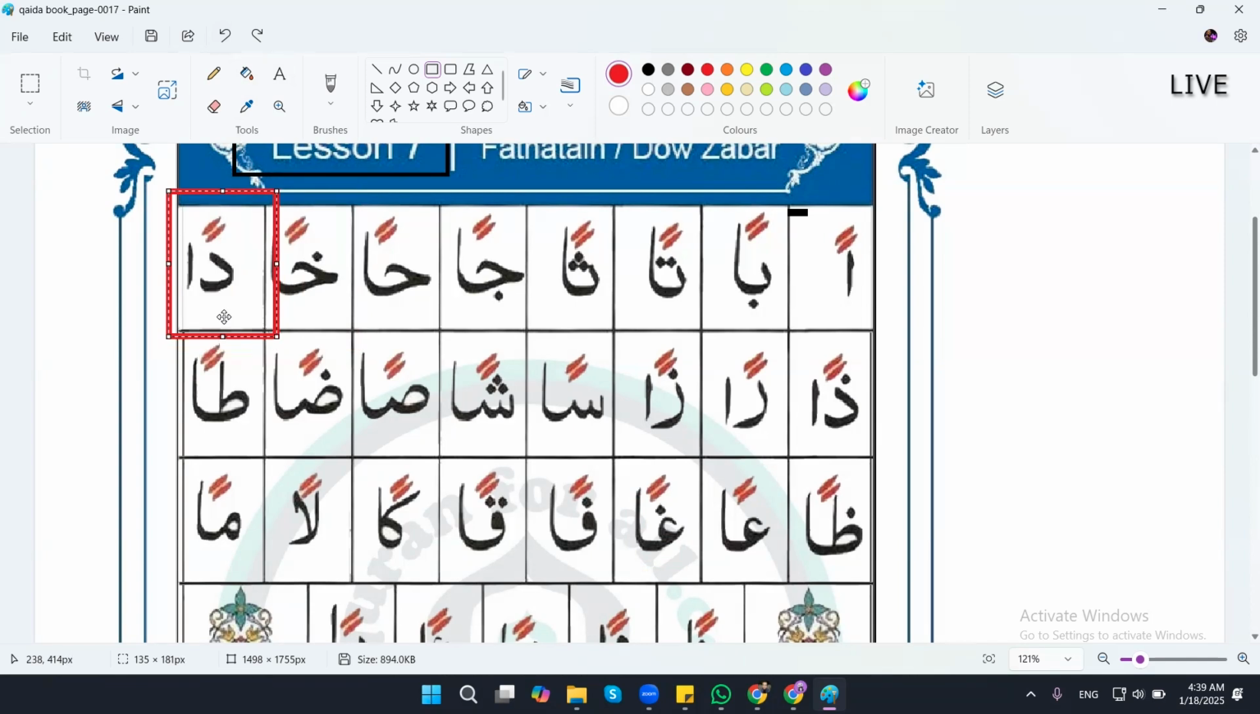And this is a Ra. No, it's not Ra. Oh, this is Dal letter. Exactly. Well, why do you have Alif next to it? Yes, actually, inshallah, later on you will learn about that.